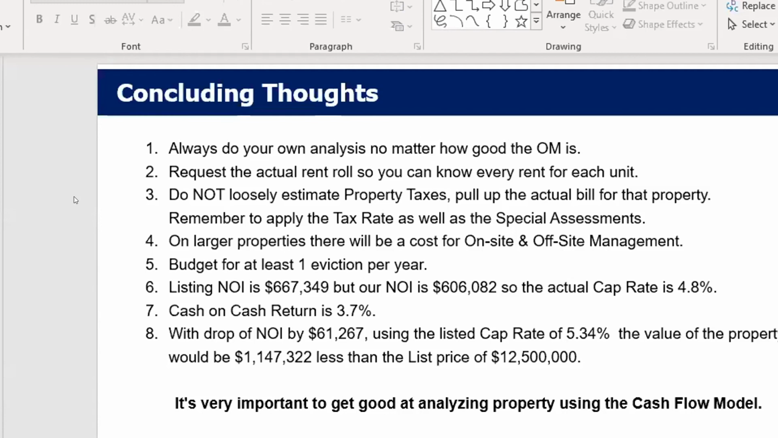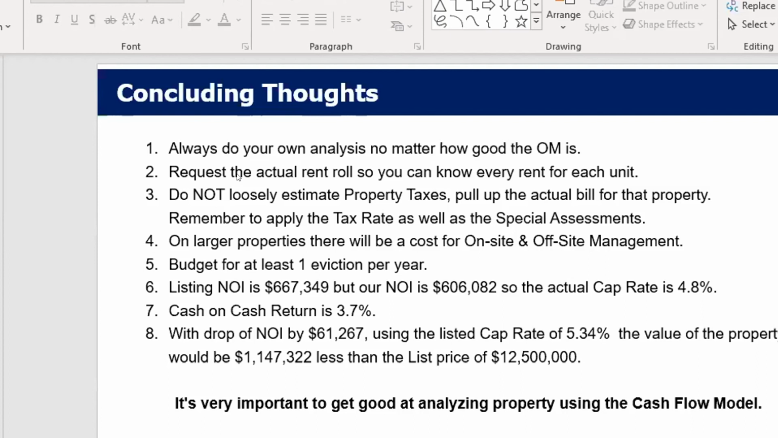First thing, always do your own analysis, no matter how good the OM is. You've got to do your own. This OM we just did is with the top brokerage firm in the area. They are the top brokerage firm in the country, so this is a well put together OM. Do your own analysis.